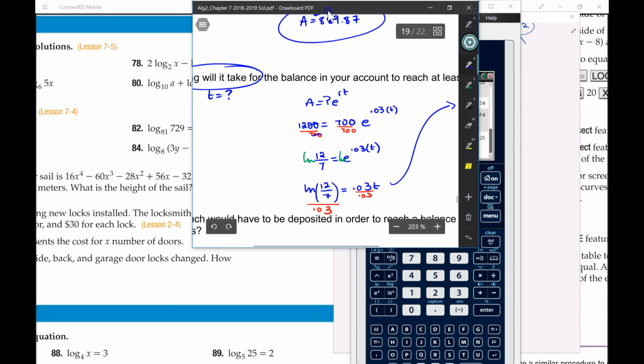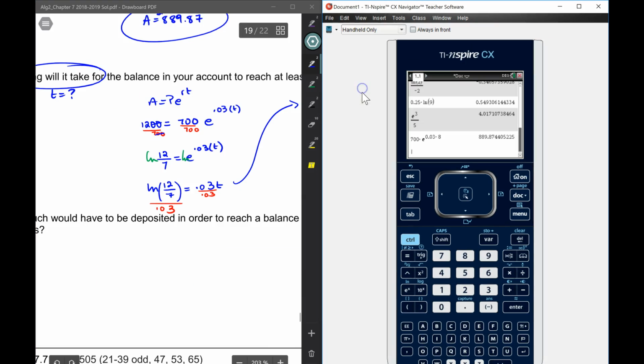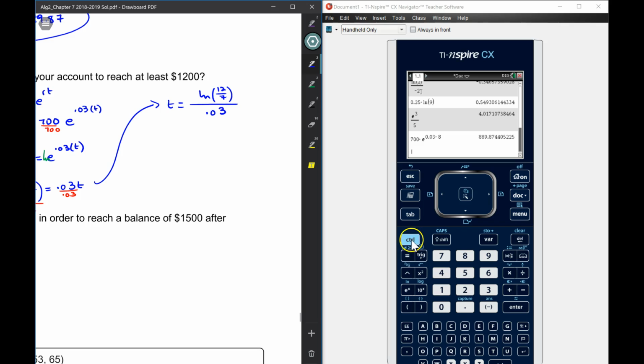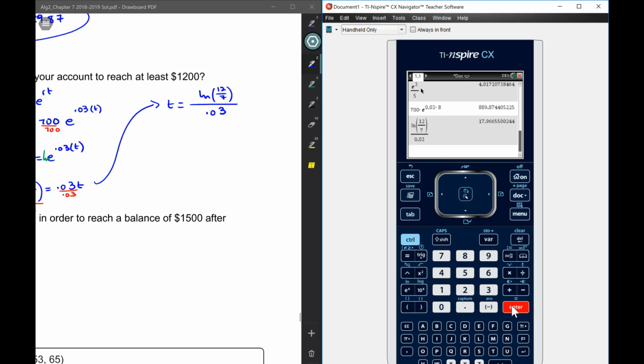So why don't we plug that into the calculator? We're going to get ln of 12 over 7, exit out, divided by 0.03. And then when you press enter, make sure that that looks like what you put in, right? So that's 17.9666. And so I think we can round that to 18 years. Okay. All right, next.